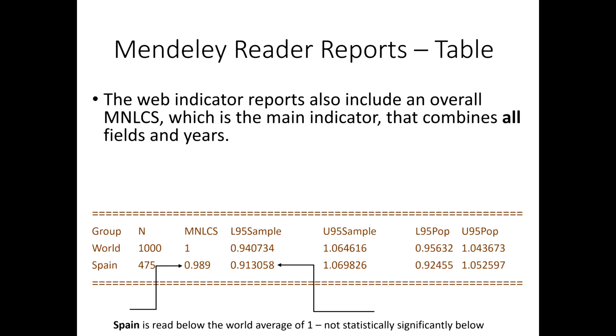And at the bottom of the file, you get the MNLCS overall for all the Spanish files, 2 in this case, the chemistry and the biochemistry, molecular biology combined, and we get an overall MNLCS for Mendeley and a 95% confidence interval. And in this case, for Mendeley readers, Spain is slightly below the world average, but it's not statistically significantly below, because the 95% confidence interval contains 1.